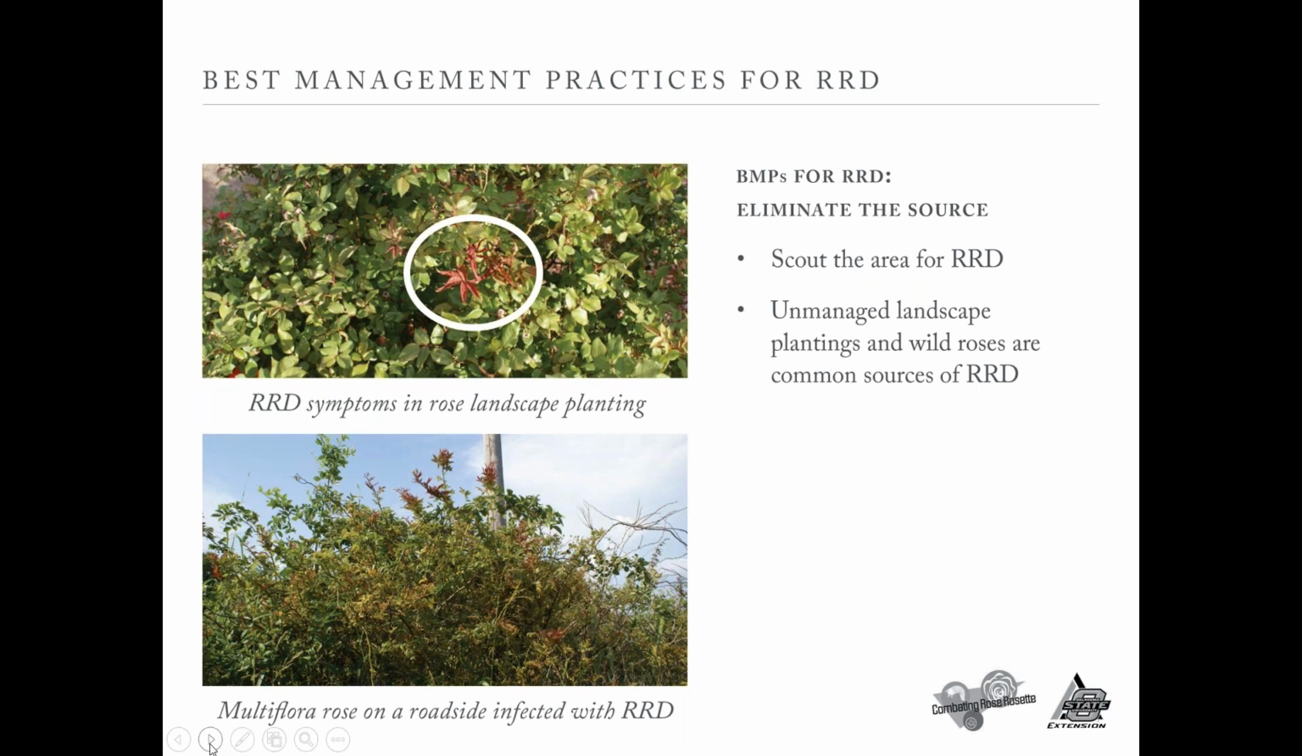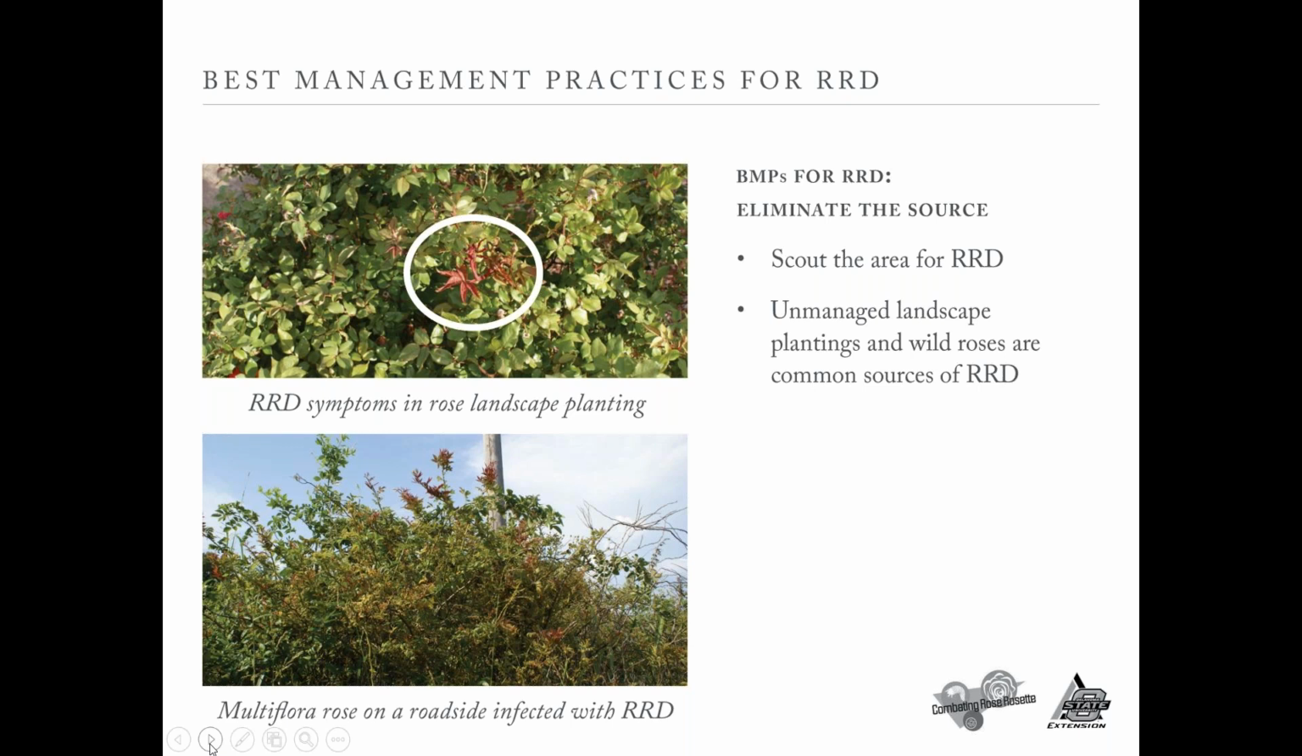One of the first and most critical steps of managing rose rosette is to eliminate the source of the virus. This virus is out there, and the two main places that we find it are, number one, in landscape plantings that are unmanaged. So if we can identify these and remove these plants showing symptoms, as you see in that upper image, that's one way to reduce the level of disease in an area.